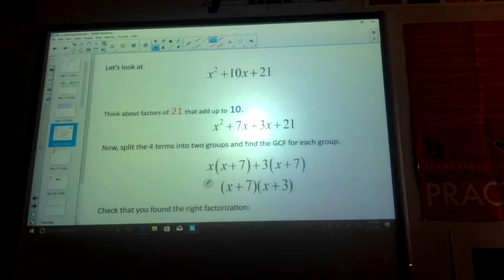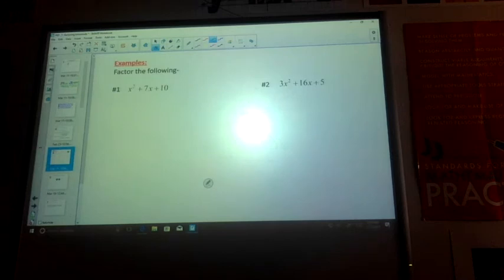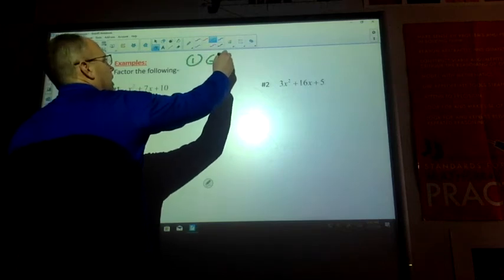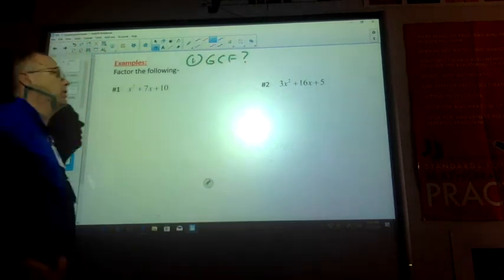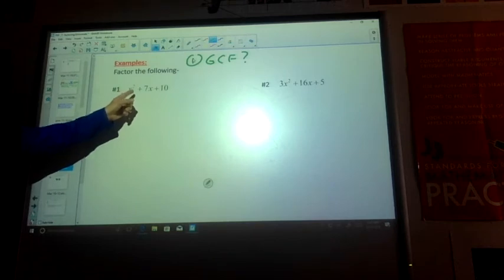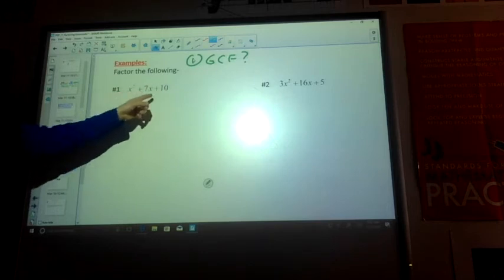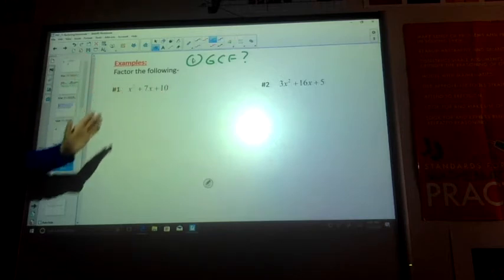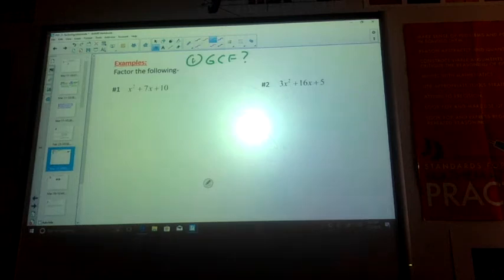Ready? I don't want this one. I'm skipping here. Ready? First question. Greatest common factor. Is there a greatest common factor? Can I factor an x out of all 3 terms here? Be careful. No. Is there a different number I could factor out from all 3 terms here? Can I factor, other than 1, anything out of 1, 7, and 10? No. So that's always the first question.